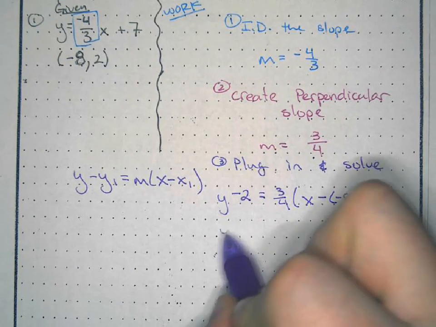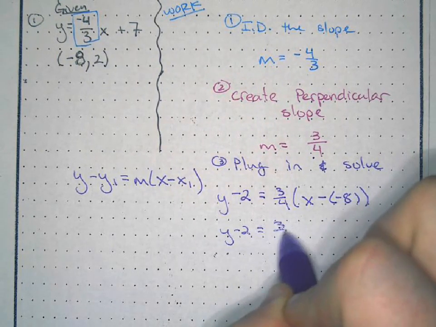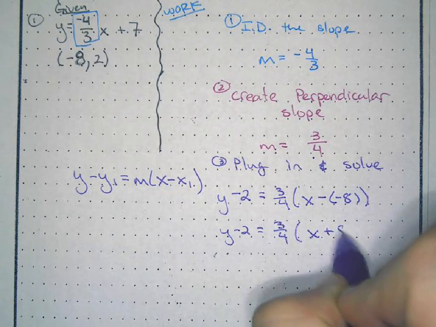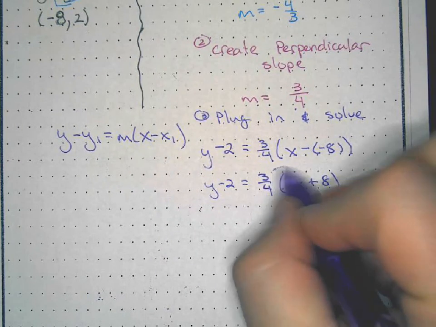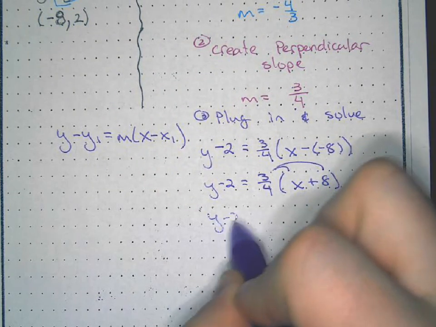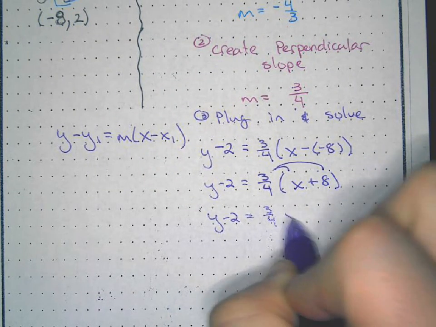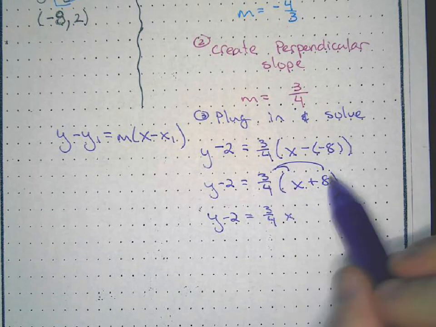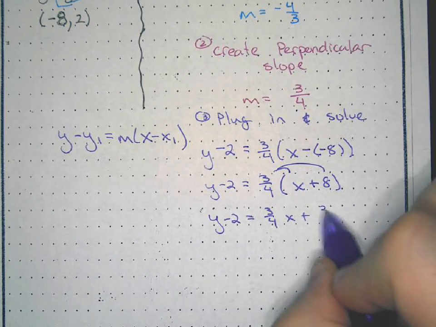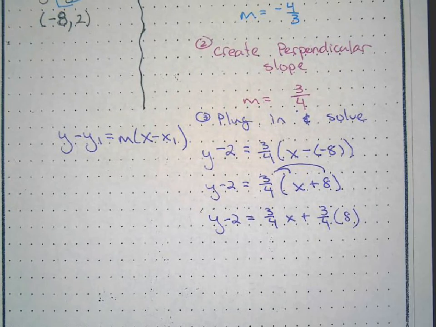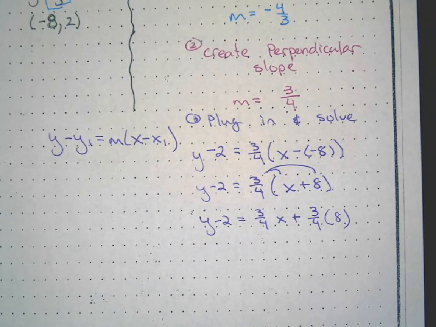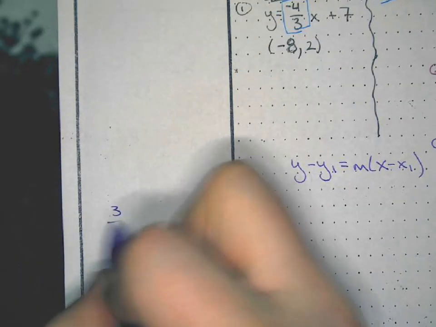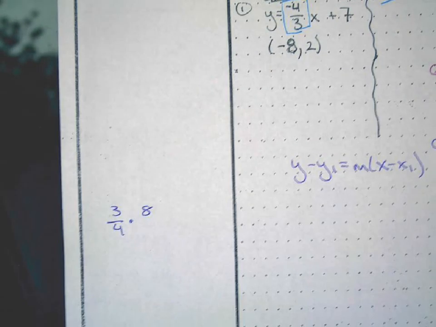Okay, now we're going to simplify. So first thing I'm going to do is clean up the minus and minus, so it becomes x plus 8. Then we'll distribute. 3/4 times 8. I'm going to do that over here on the side margin. So I'm going to go 3/4 times 8.